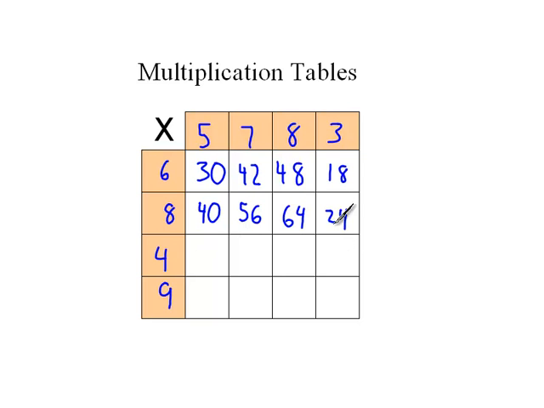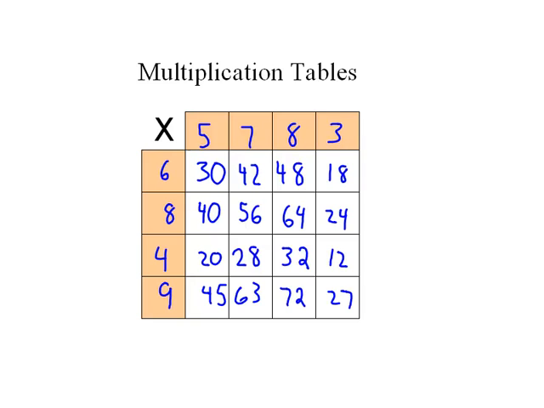In the third row, I'll have 3 times 4 is 12. 8 times 4 is 32. 7 times 4 is 28. And 5 times 4 is 20. Finally, in the last row, I'll have 9 times 5 is 45. 9 times 7 is 63. 9 times 8 is 72. And 9 times 3, which is 27.